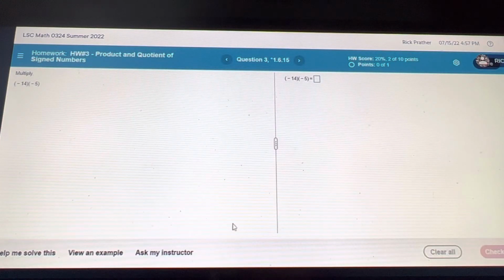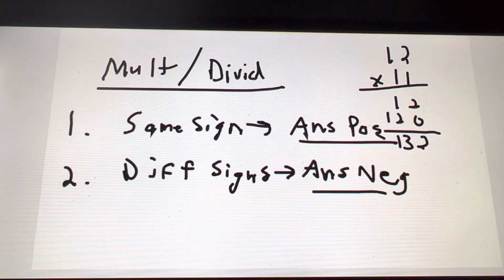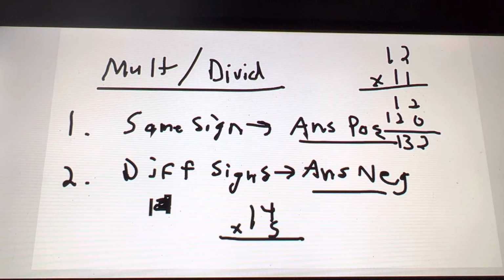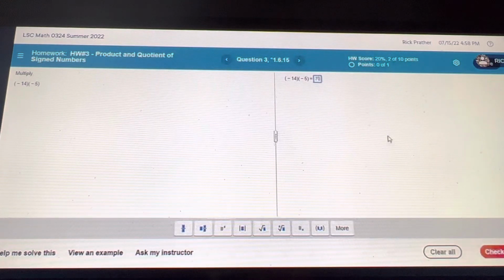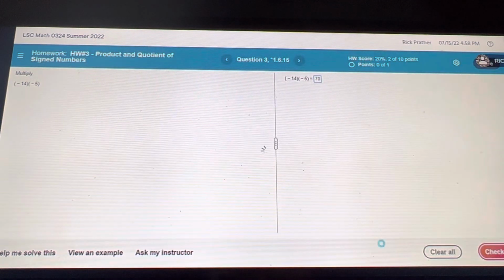Negative times negative is positive, and then I just need to do 14 times 5. 14 times 5. 5 times 4 is 20, carry the 2. 5 times 1 is 5, plus 2 is 7, 70. And it's positive 70 because both of the original numbers were negative. Two negatives make a positive when you're multiplying, but they make a negative when you're adding. Easy to mix that up if you don't practice enough.